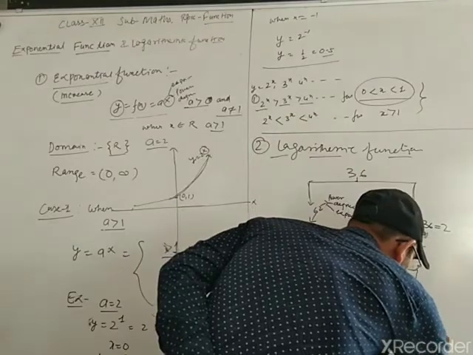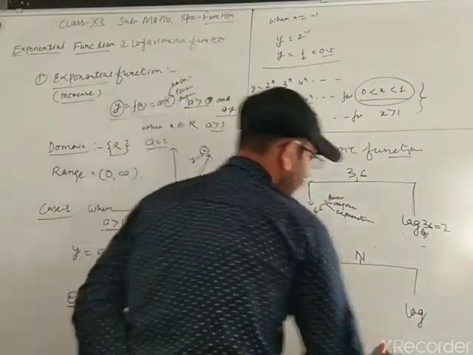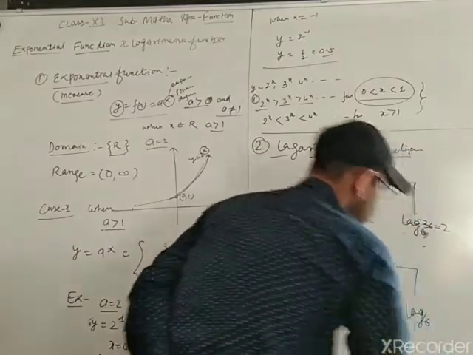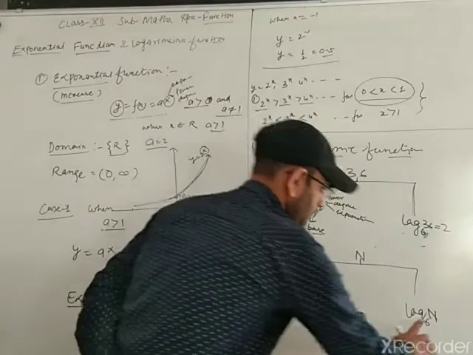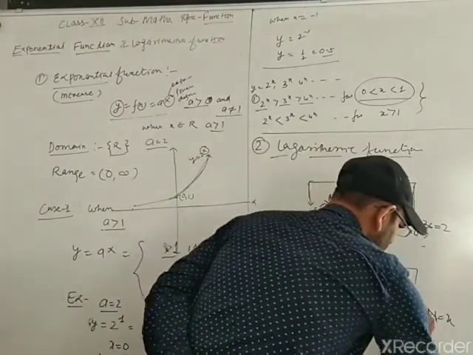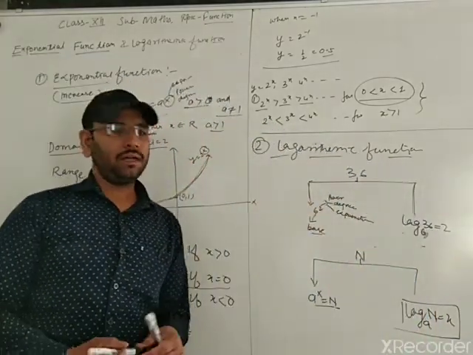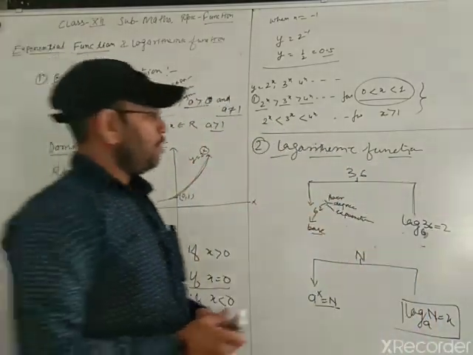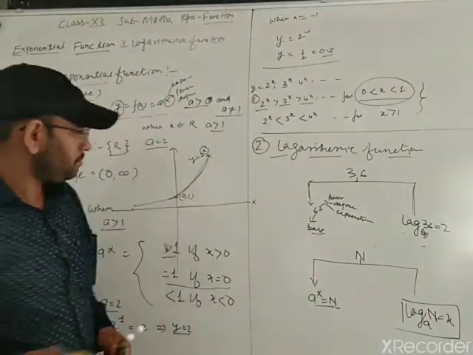And this can be written as log base 6. In this case, the value we are taking is 6, and whose power? N to the power, and that is x. That is the log. Clear?